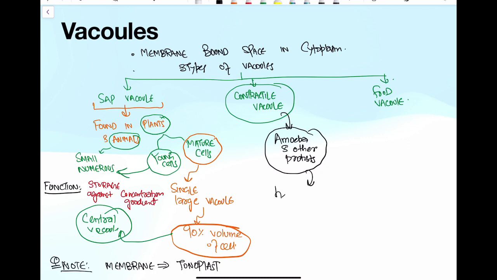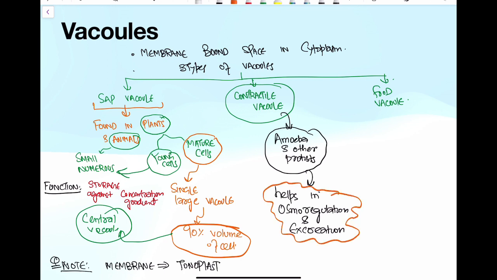So it helps in maintenance of water level, that is called osmoregulation. And also, as it is pumping out the excess water from the cell, excretory wastes are also removed in that water, so it also helps us in excretion. So there are two functions of the contractile vacuole: osmoregulation, maintenance of water level, and excretion, removal of the wastes. Then there is this food vacuole.